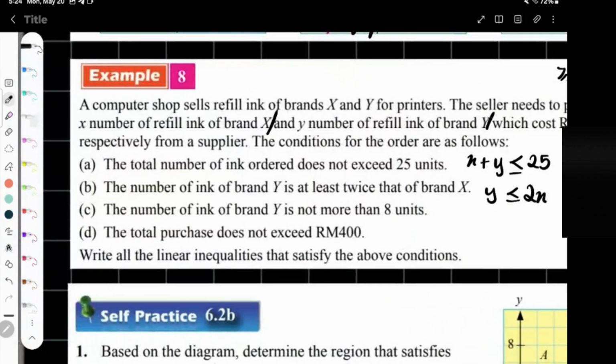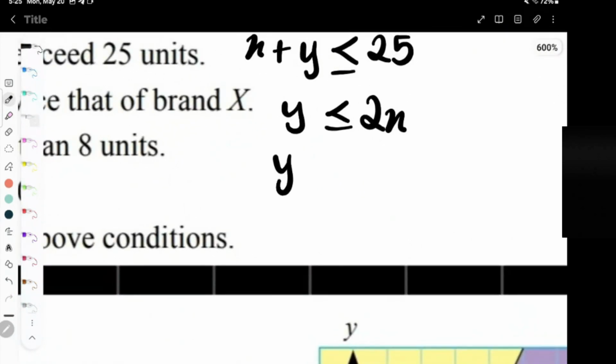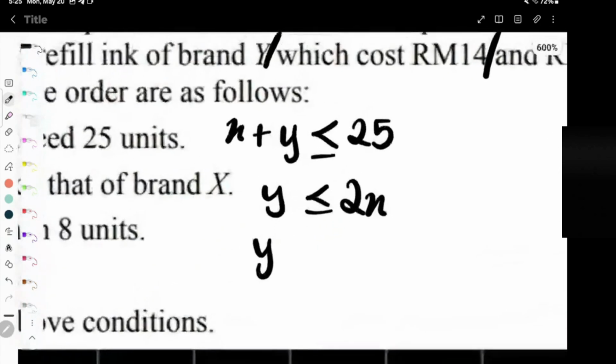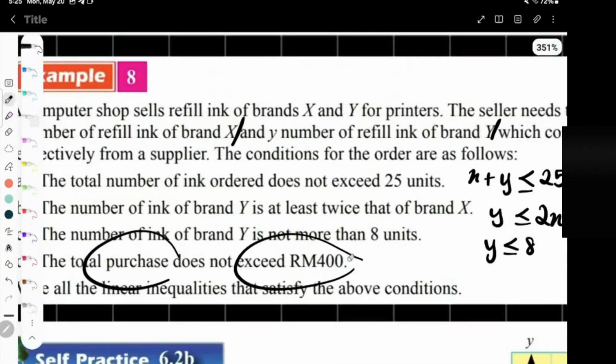And then the number of ink of brand Y is not more than 8. Very easy. Y is not more than, so you cannot go over the value 8, but you can still go there. So yeah, good.